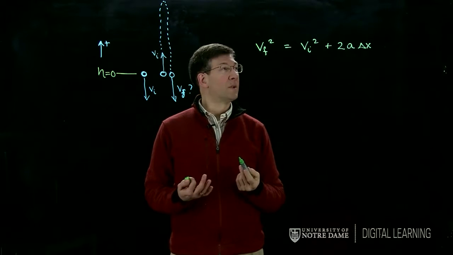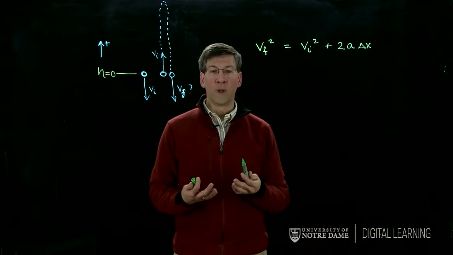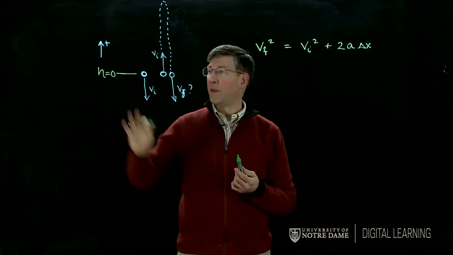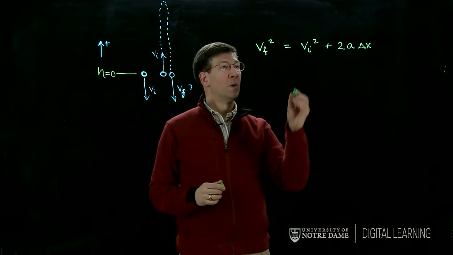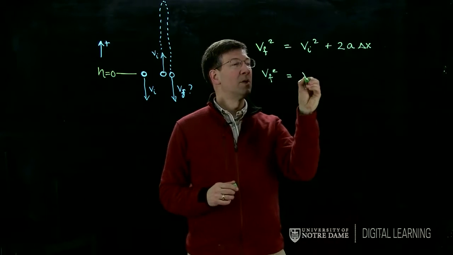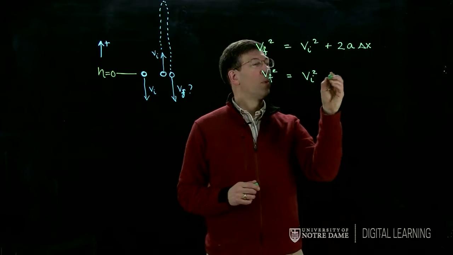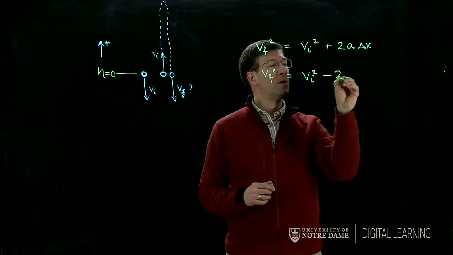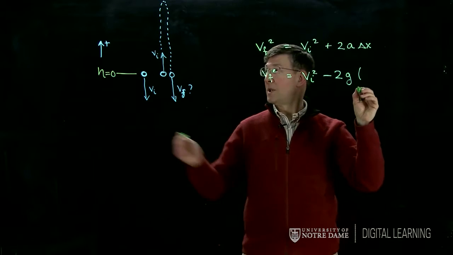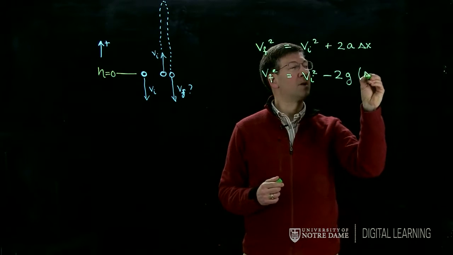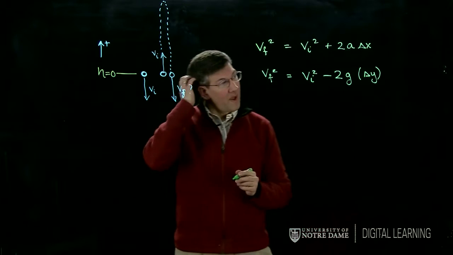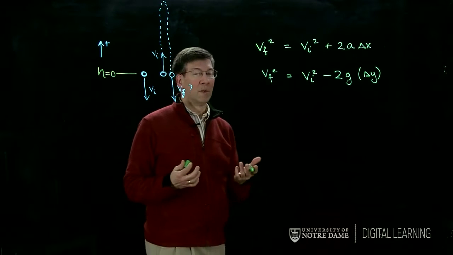Now we can use this in this situation as well, plugging in a set of accelerations and displacements that are defined by this drawing that we put up here. So we can say that v final squared is equal to v initial squared minus, since the acceleration due to gravity is downward, 2g times the change in height. Let's write this as delta y instead, since we usually use y as a vertical variable. Okay, so now that we have that, we can do some calculations.